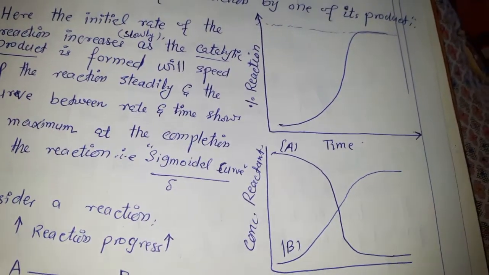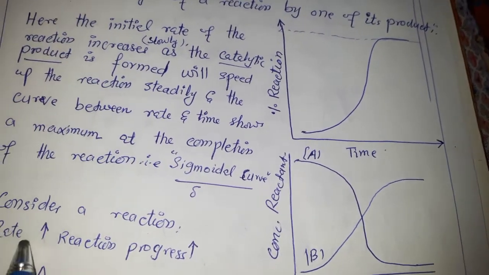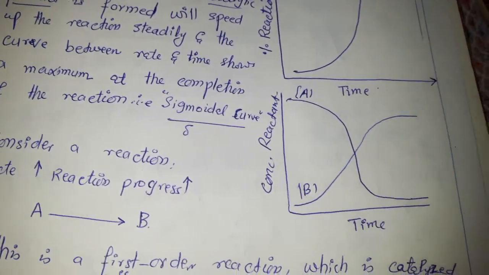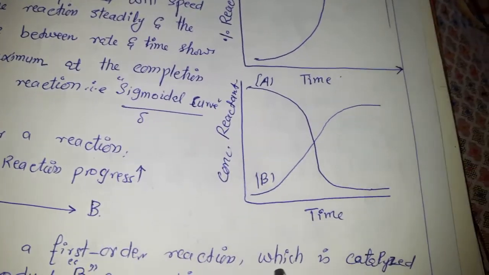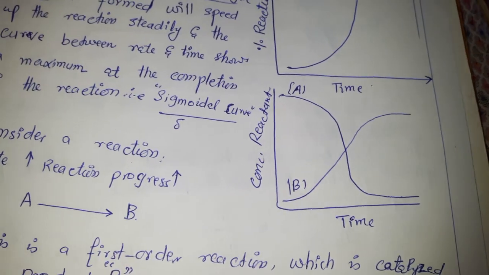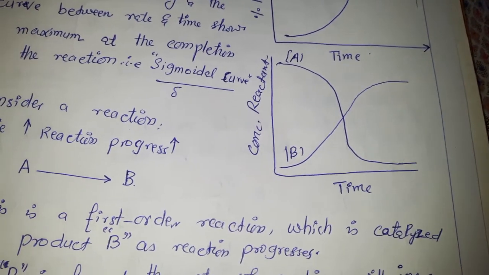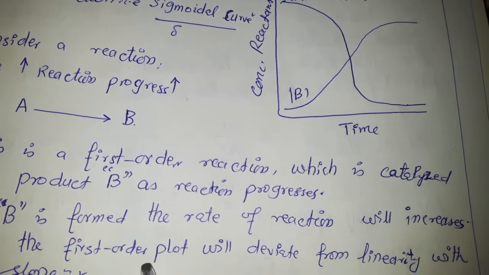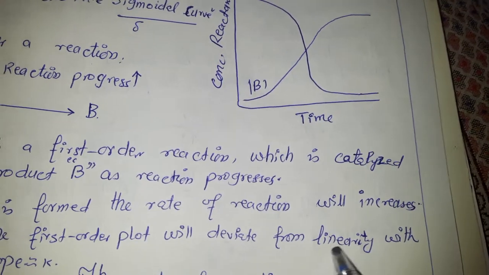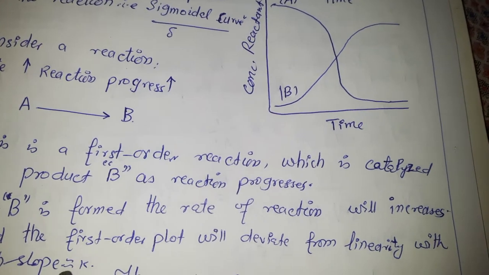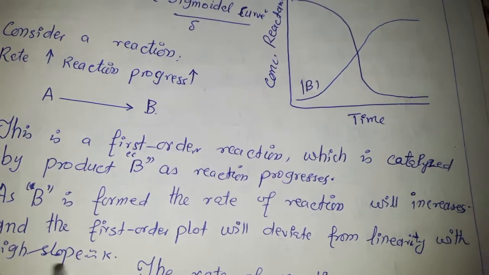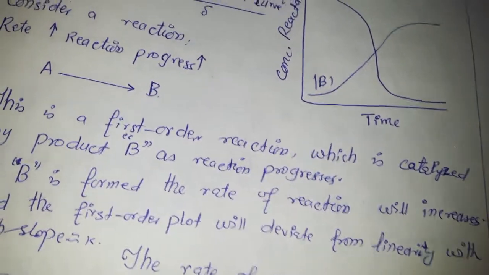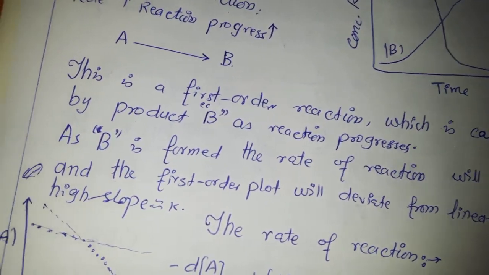This is a very general reaction in which the rate of the reaction accelerates as the reaction progresses. This reaction is a first order reaction which is catalyzed by the product B as the reaction progresses. As B is formed, the rate of reaction will increase, and the first order plot will deviate from linearity with high slope. If we have high slope, we have a fast reaction, or the k value is higher. This was a general plot.